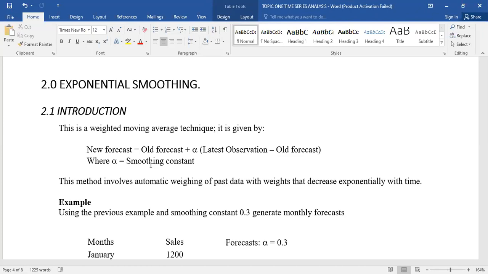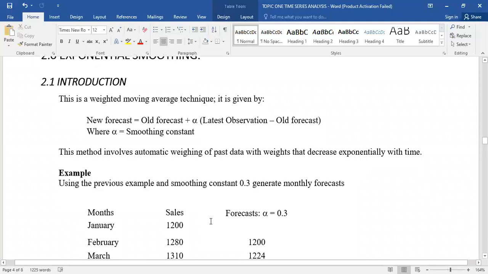So it's alpha, the small number between 0 and 1, because we are using this number as a constant to try and make our data exponential. Of course, we have to decide on the constant that we are going to hold into account before we do exponential smoothing. Then we take the latest observation, we less the old forecast. Now this method involves automatic weighing of past data with weights that decrease exponentially. And by exponential, I mean they are a bit constant because our alpha, the smoothing constant, will be constant for all.